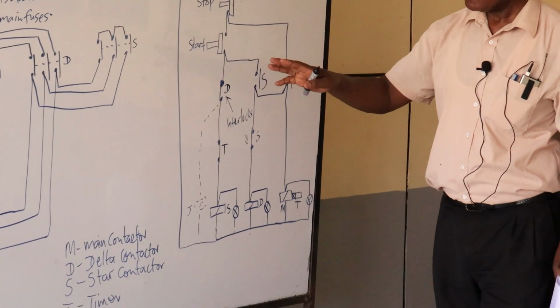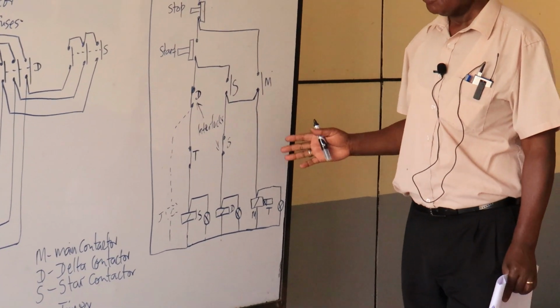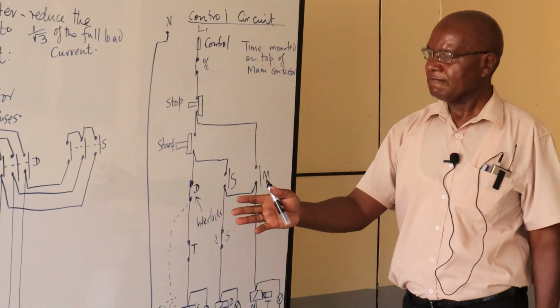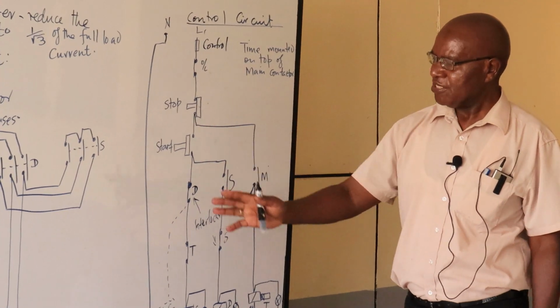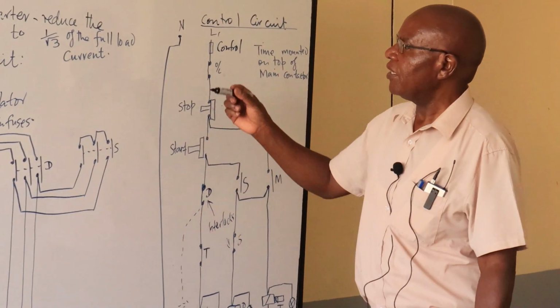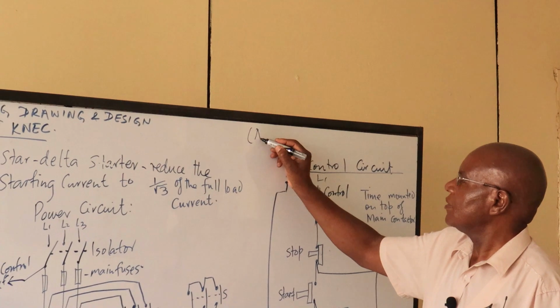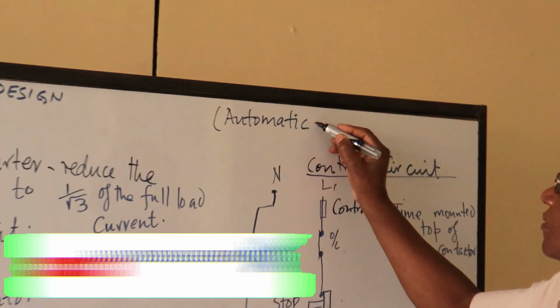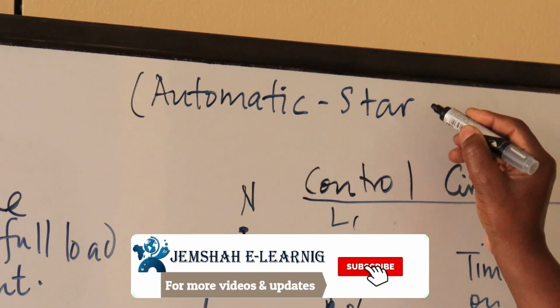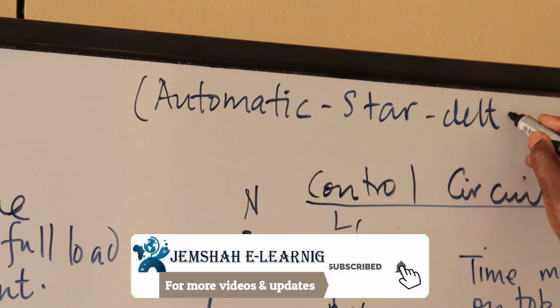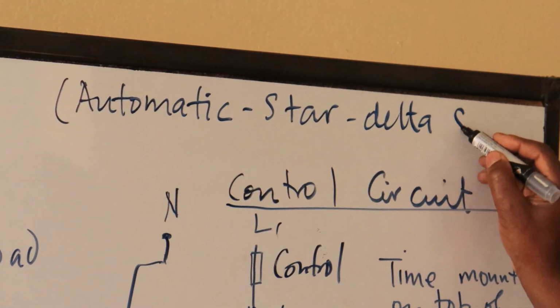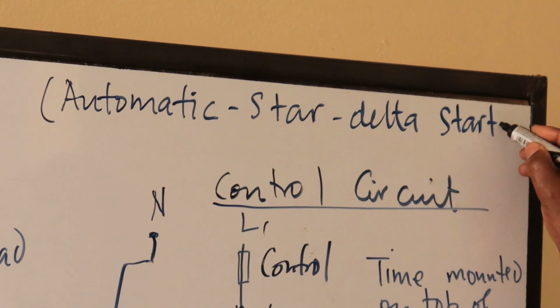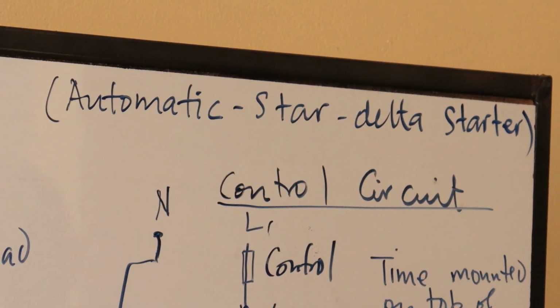So it runs in star. After the preset time, it changes over to the delta. Now this kind of arrangement sometimes is referred to as an automatic star delta starter. Now the automatic bit is only the changing from star to delta.